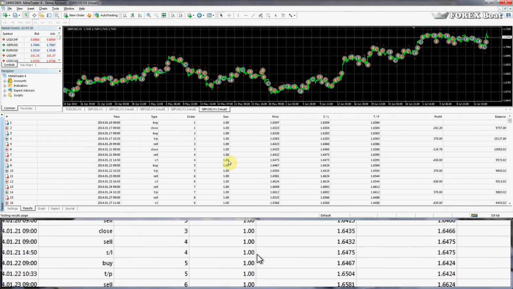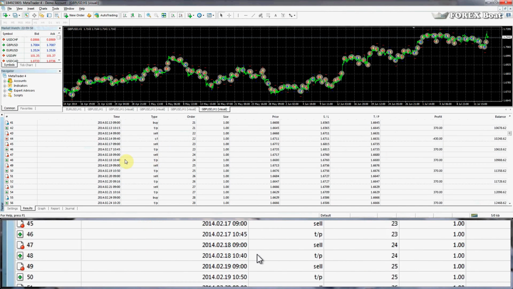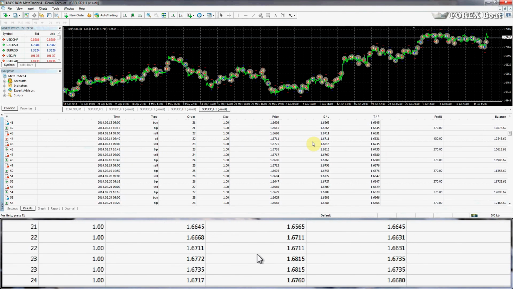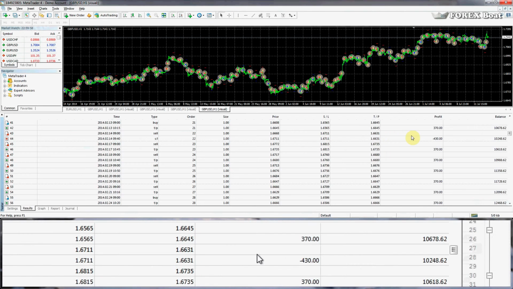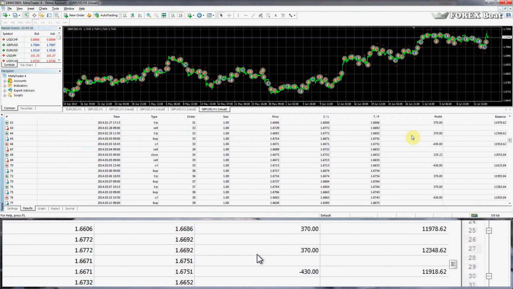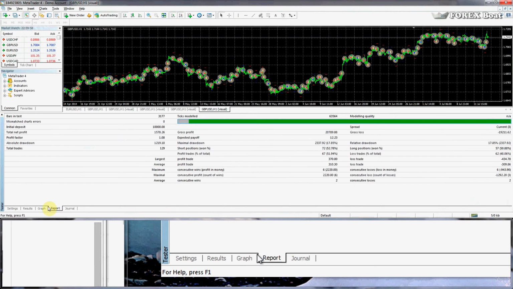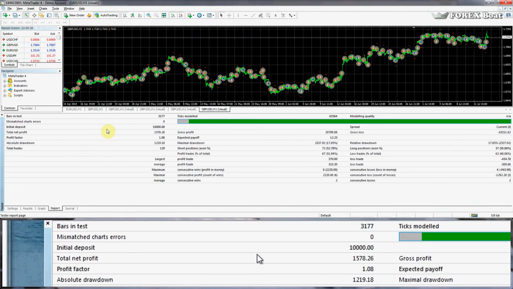The results tab will just show you details on every order that was opened and how it was closed, whether it was take profit or stop loss. On the right side of results, you can see how the balance is increasing with time, which is good. That means the system is making profit. The report will tell you a lot of details about what happened.